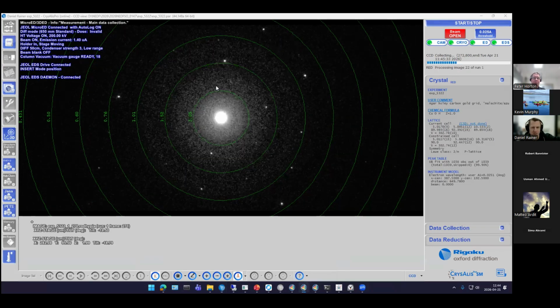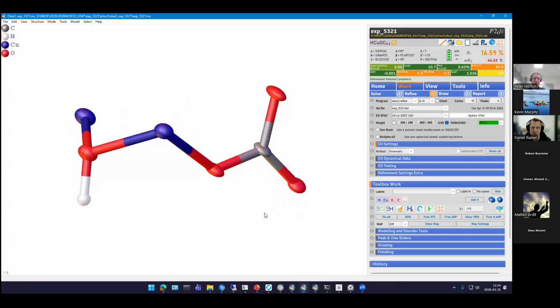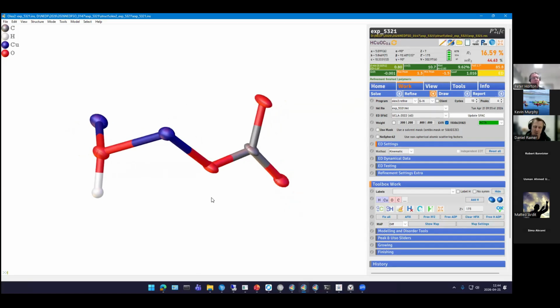I did this, I don't know, like half an hour before this meeting, and this is what is expected. So we have copper, we have carbonate, and we have hydroxide. So this is the expected structure for azurite. And I can confirm that this was part of the sample. This is actually from a colleague, from a rock of azurite. So yeah, this is confirmed.